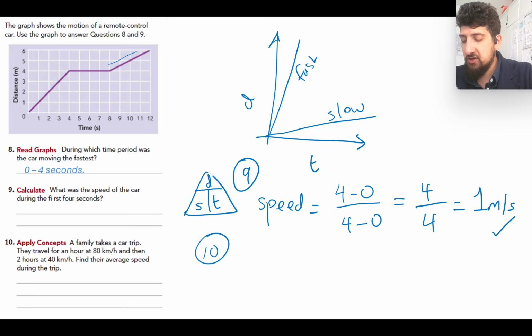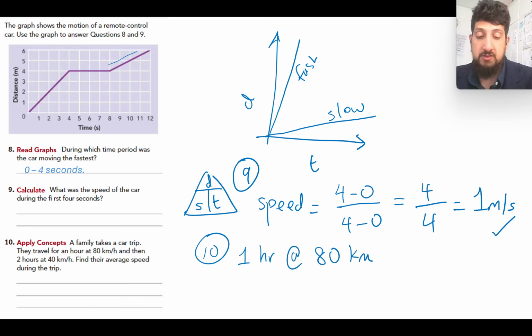So we know that they traveled for 1 hour at 80 kilometers per hour. That means they've covered 80 kilometers because they traveled for 1 hour. So if they're traveling at 80 kilometers every hour and they traveled for 1 hour, that means they've covered 80 kilometers. That's what they've covered in the first hour, 80 kilometers, sorry.